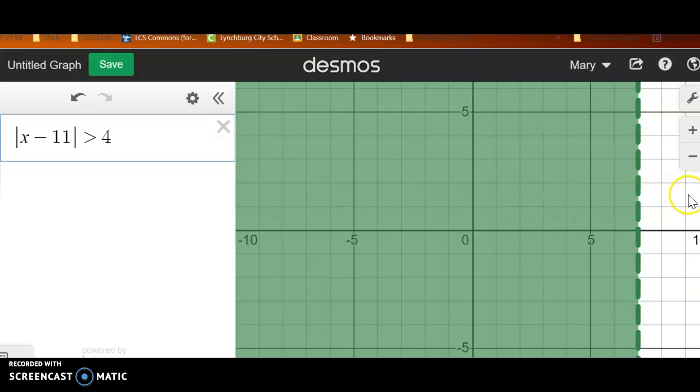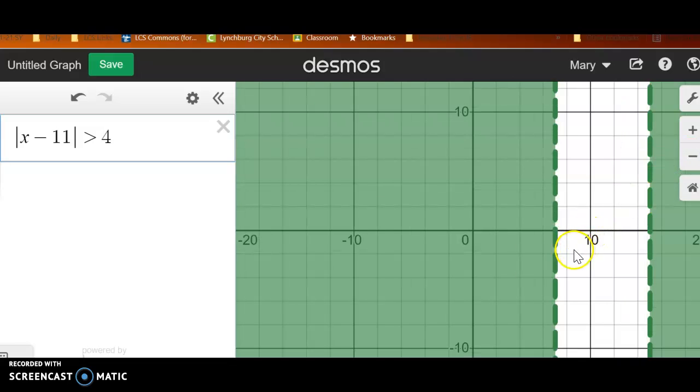And let's see what our answers are for that one. Let's zoom out a little bit. So it's pointing in opposite directions. So that one's not going to be our answer because it's being graphed to the left and to the right and not in between them.